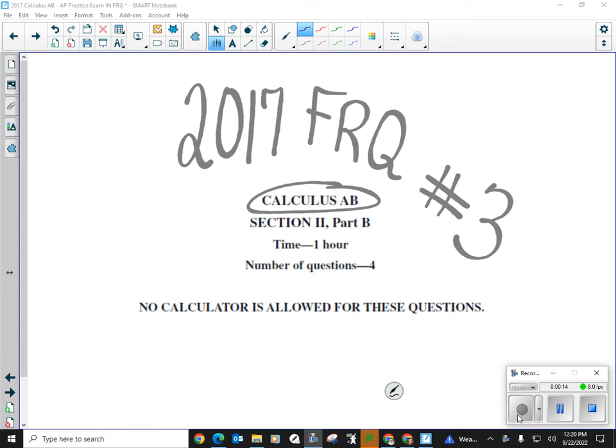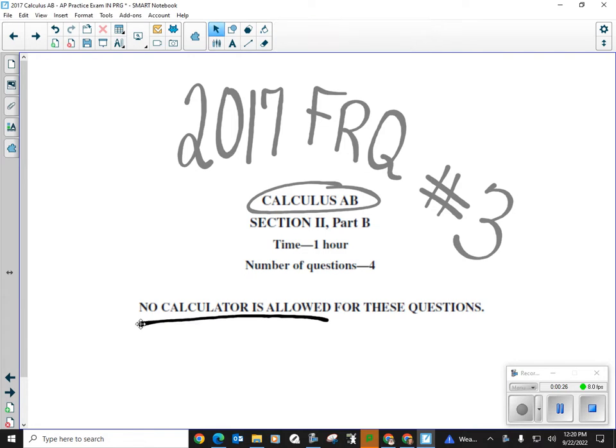Okay, section 2, part A was problems 1 and 2. You got a calculator. For this problem right here, there's no calculators allowed. And there are 4 questions. The good thing about this is that the math is slightly easier. We're not going to be popping back and forth between the screen and the calculator. The work is a little bit more doable from an algebra standpoint.